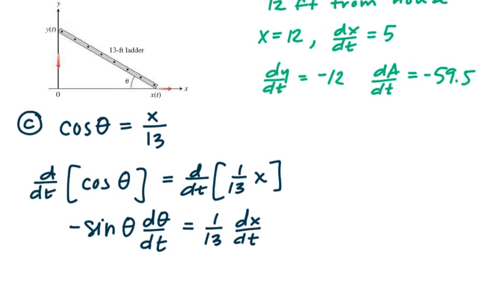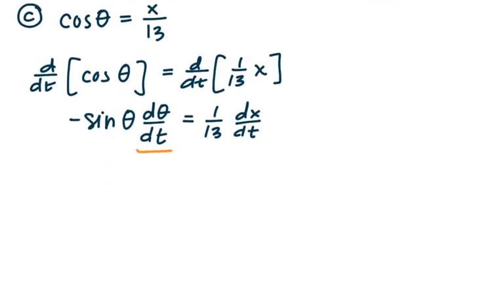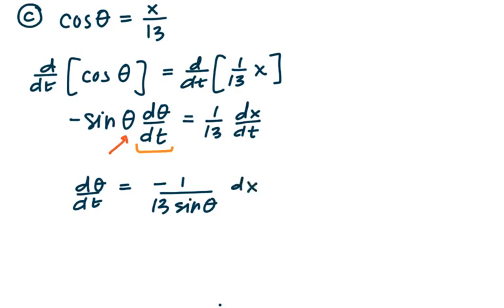So considering what we're being asked to find, the rate at which the angle between the ladder and the ground is changing, the rate at which the angle is changing is this d theta/dt. So I need to know what theta is at that moment, and I also need to know what dx/dt is at that moment. So I'm going to start rearranging. I've got that d theta/dt is negative 1 over 13, dividing by negative sine theta on both sides, times dx/dt. And we know that dx/dt is 5, right? So we know that value is my 5.